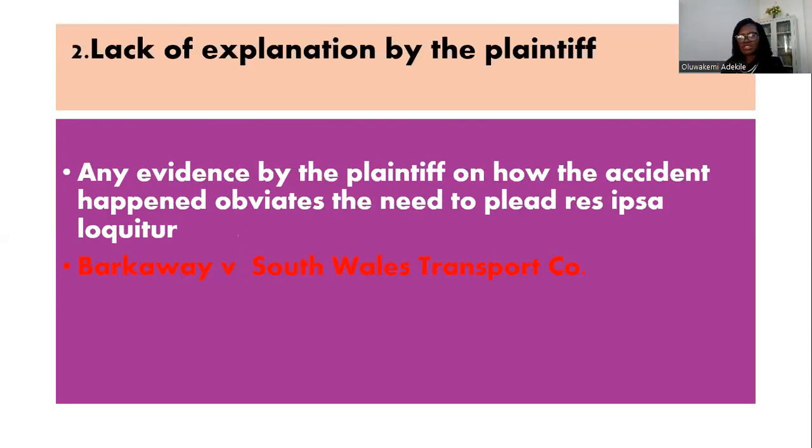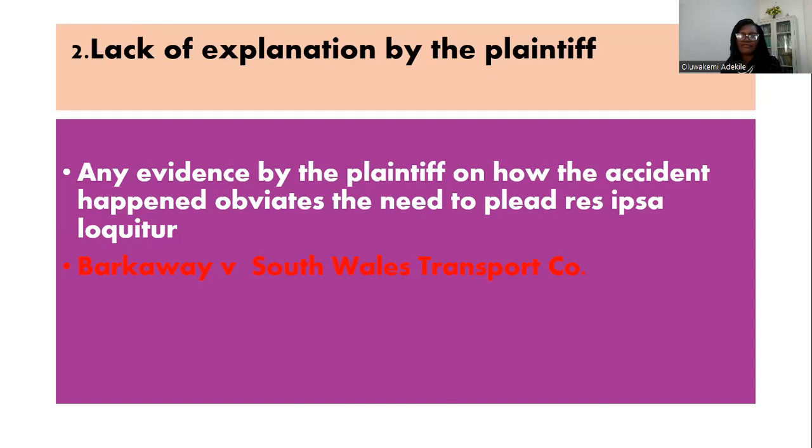The lack of explanation is very critical as a second element. If the plaintiff is able to come to court and demonstrate how the event occurred, if there is evidence of how the event occurred, if the pleadings depict how the event occurred, then there will be no reason to infer negligence. The court will rely on the evidence before it. So there must be lack of evidence, lack of explanation about how the event took place.